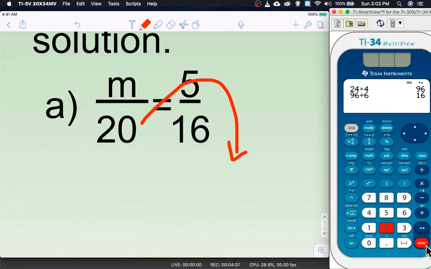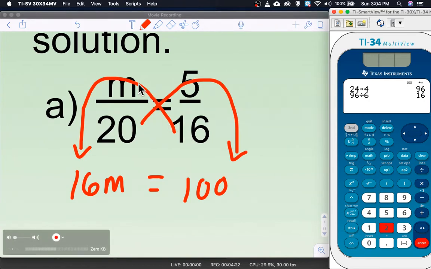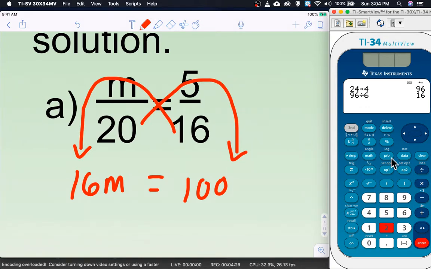So I'm going to take 20 times 5, which is 100. I'm going to take 16 times the m, which is 16m. That's the cross product. That was me cross multiplying. 16 times m is 16m. 20 times 5 is 100. Now, from here, we solve the equation.